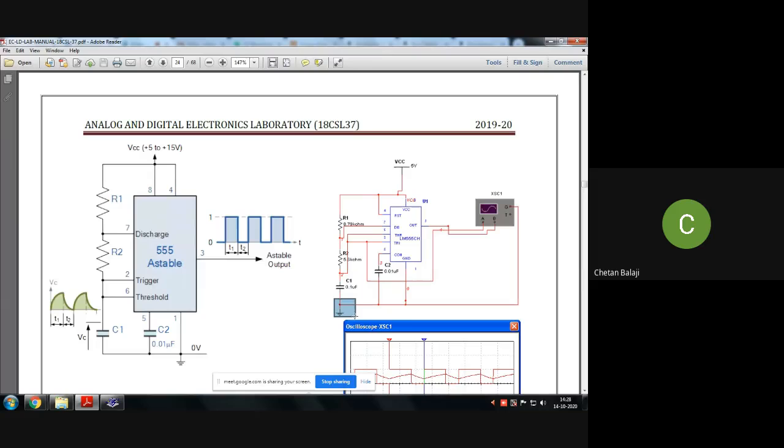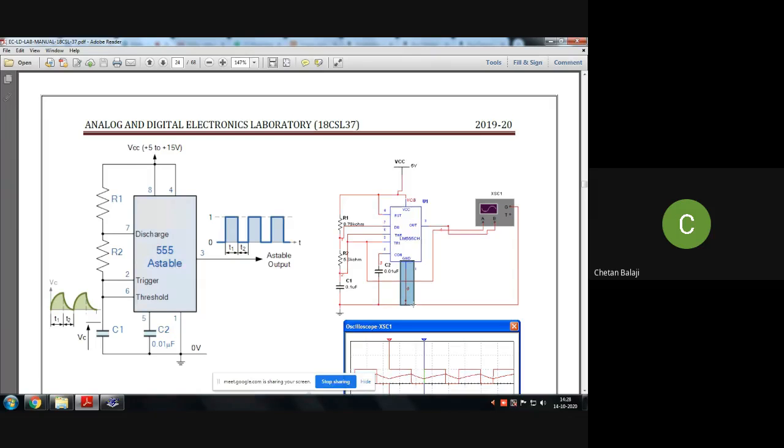Now you have one more capacitor, C2, 0.01 microfarad. Connect it from pin number 5 and give it to ground. Finally, pin number 1 is directly ground, so give it to ground only.